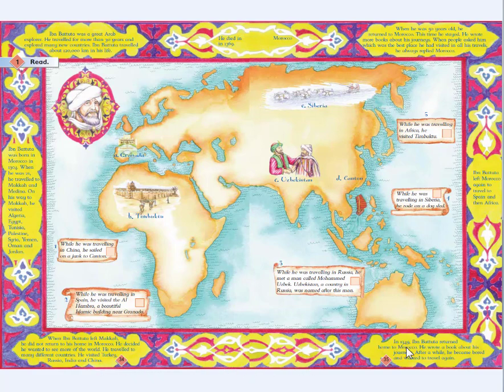In 1349, Ibn Battuta returned home to Morocco. He wrote a book about his journey. After a while, he became bored and wanted to travel again.